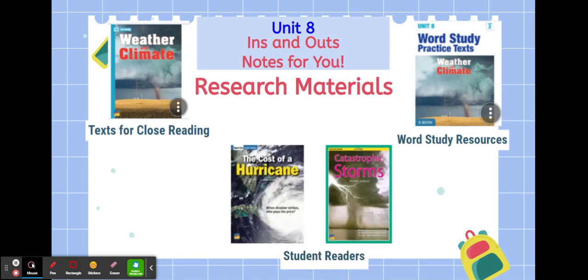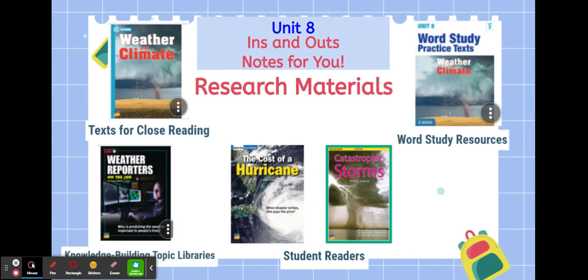Within the ebook library, there are student readers on hurricanes. The two on the slides are from the grade 3 and grade 4 text band. The Knowledge Building Topic Library Weather Reporters has sections that touch on both weather and climate topics. With both the ebook library and the Knowledge Building Topic Libraries, you can search within different grade levels and text bands to find additional text at different levels.